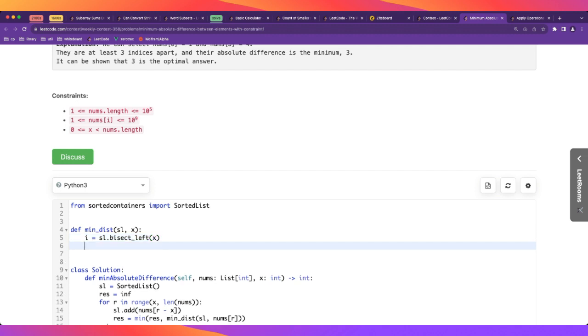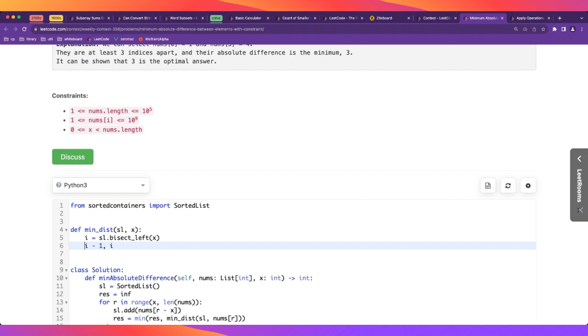Now, this is the insertion point, right? So that means that the ith element of the list is greater than or equal to x. Okay, so that is one candidate to be the closest to x, but the previous element, so the i-1, is also a candidate because the closest one could be less than x. So that means that we want to check two values, the i-1 and the i.